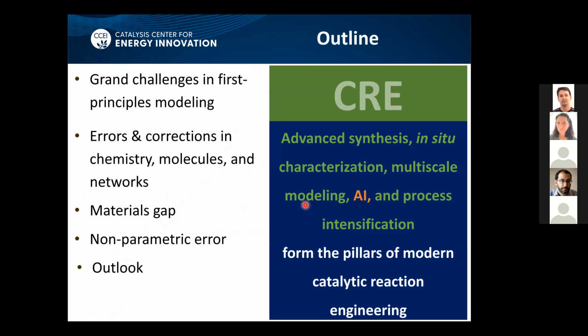So in the remainder of the talk, I'm going to tell you a little bit about some of the grand challenges, in brief, of first principles or multi-scale modeling. And then we'll talk about three topics, depending on time. We'll talk about errors and corrections in the chemistry, the molecules, the reaction networks, how to quantify the errors, how to correct them. Then we'll talk about another type of error, which comes really from the materials representation on the computer. Then I'm going to go back into a more challenging topic, which is how do we handle non-parametric errors in the models in an attempt to make the models more accurate and more predictive.